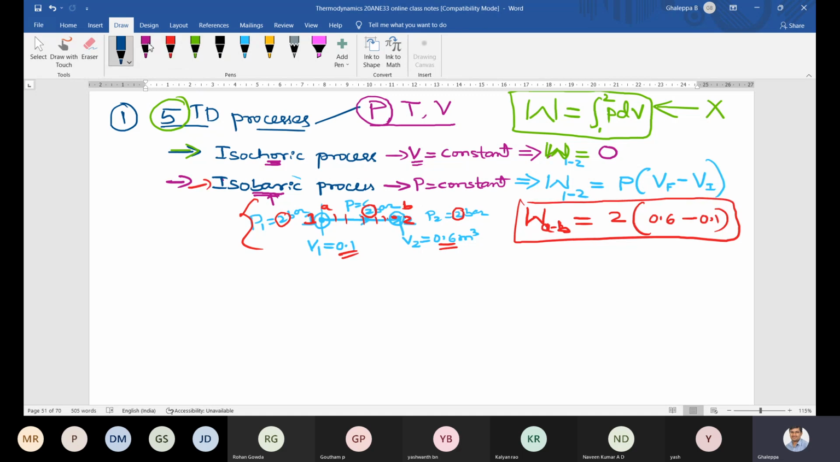Similarly, I will write the expression for the isothermal process. Again, which property remains constant here in the isothermal?